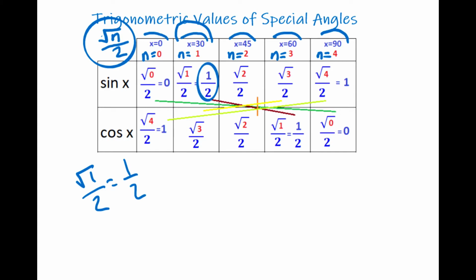So let's say we would like to find out what is sine of 45, okay? Sine of 45 is the case when n is equal to 2. So I'm going to put here square root of 2 divided by 2. And that is how we can find sine 45 degrees.